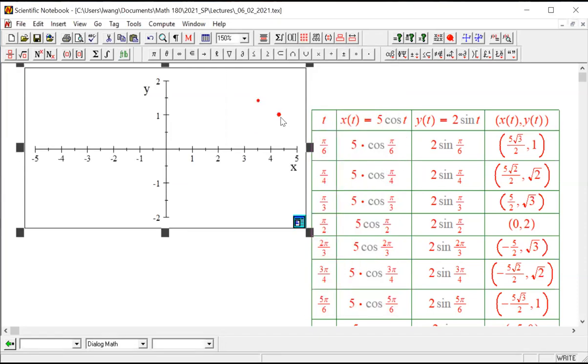One is at 1, one is at 2. So how does the arrow move? This direction, so it's clockwise, and keep going. The next point.